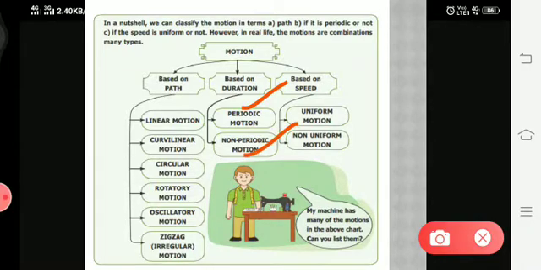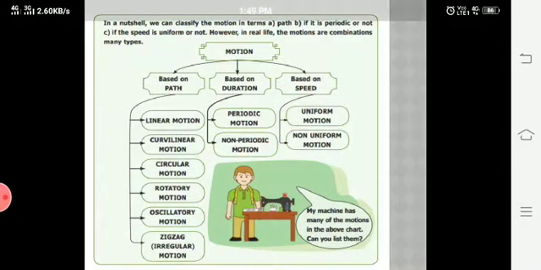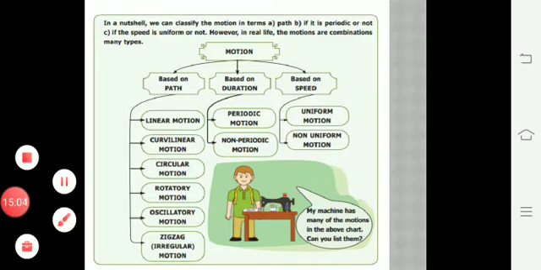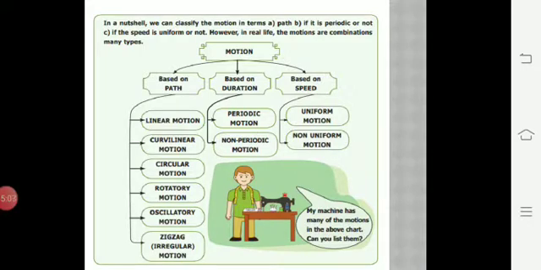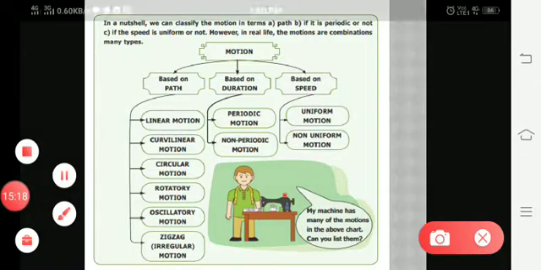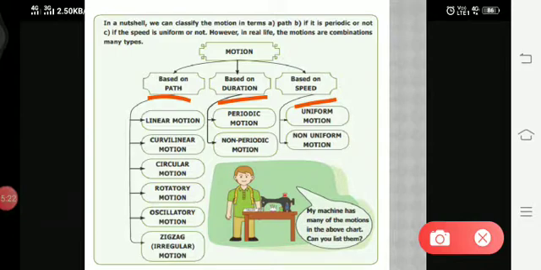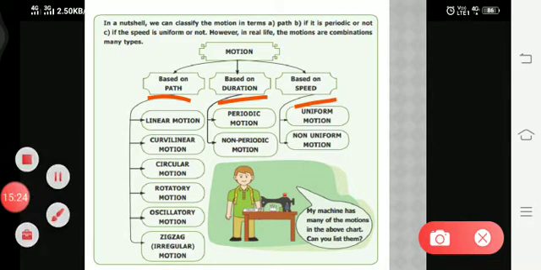And next one, based upon speed, what we have seen in today's class, uniform motion and non-uniform motion. You have to remember the words constant, uniform interval. Non-uniform means it is not constant. The speed may vary, it may be stationary or it may be going very fast. That is called non-uniform motion. So based upon path, based upon duration, based upon speed, we can categorize motion into different types.